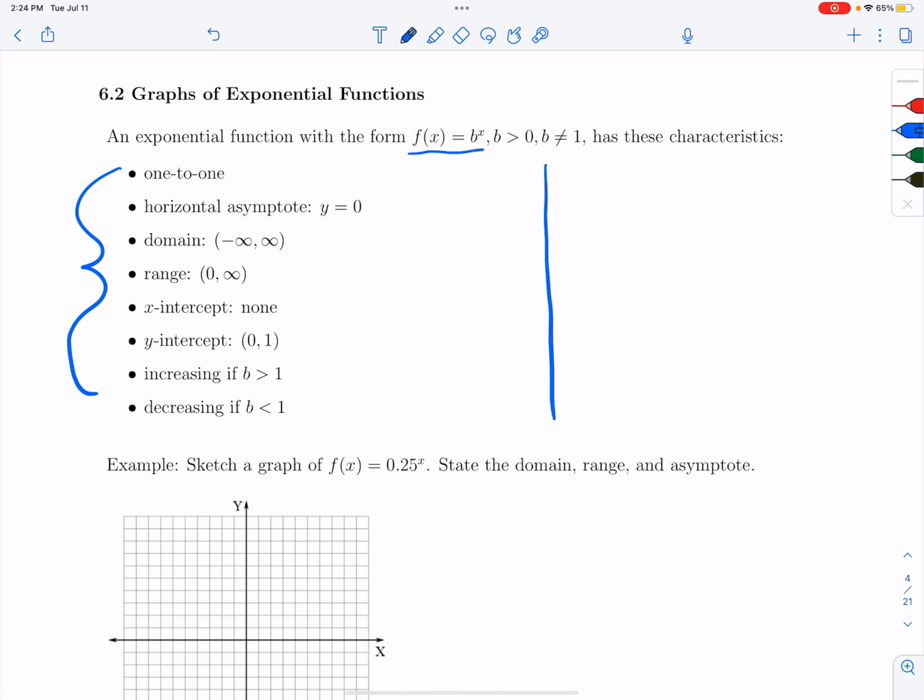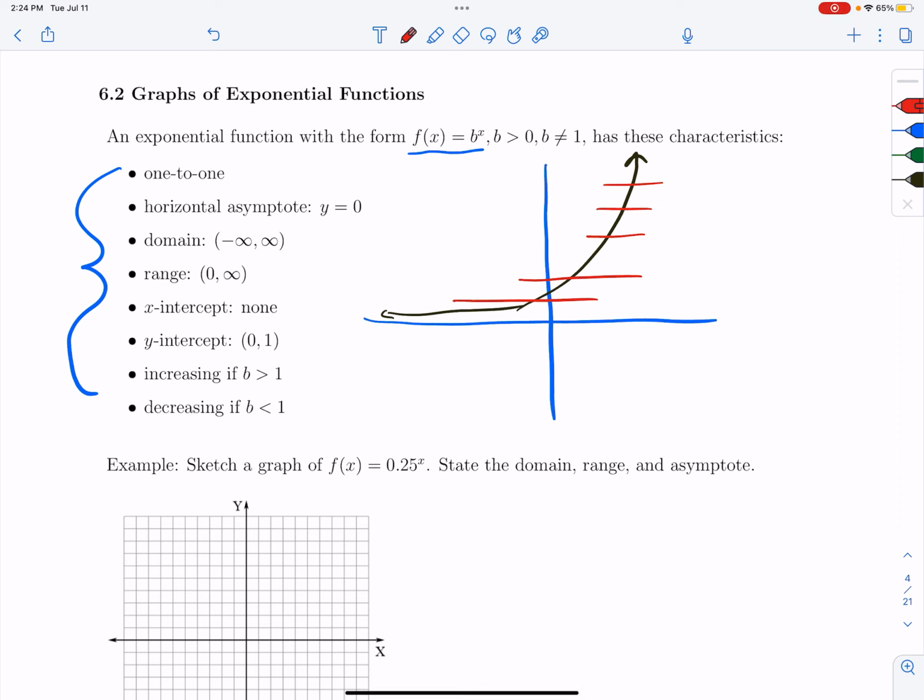So let me just graph a very basic function here. So that's the general form. And I'll just go through each of these bullets. This graph is one-to-one. One way to think about that is it's going to pass the horizontal line test. No matter where I draw a horizontal line, it'll only hit the graph in one location.